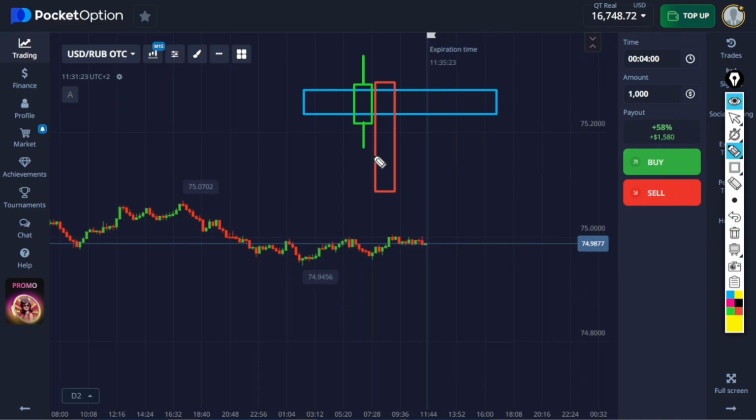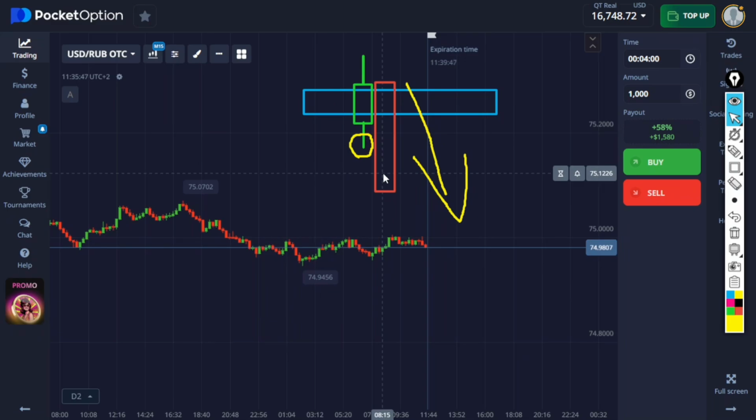Because this red candle here engulfed the previous candle by closing, breaking and closing below the low of the previous candle, telling us that there is seller dominance. The sellers have taken control, they're driving price down, and this right here is an indication that price is most likely going to continue moving to the downside.